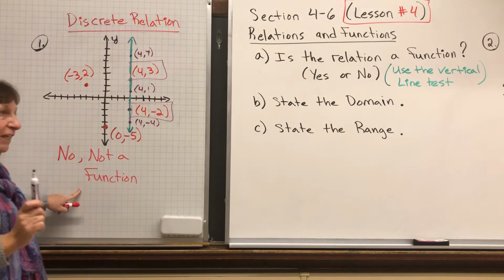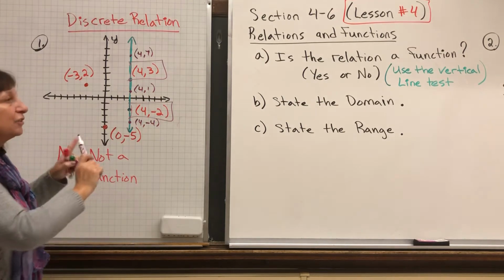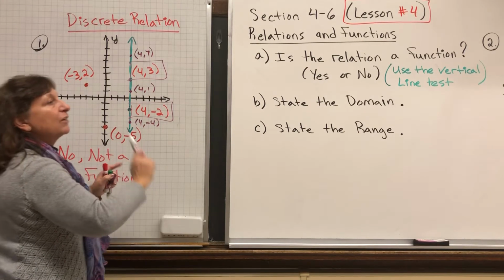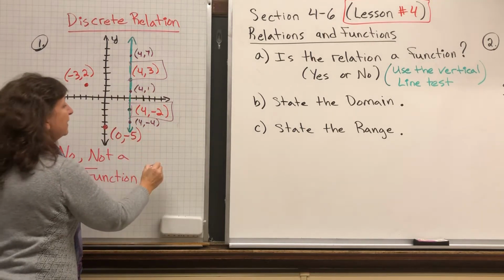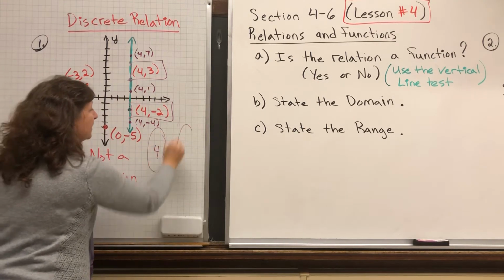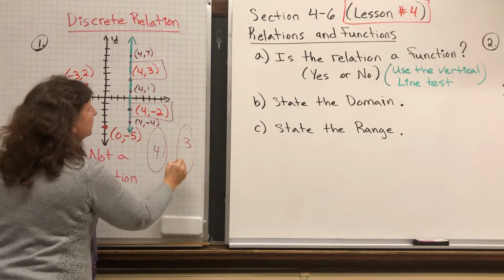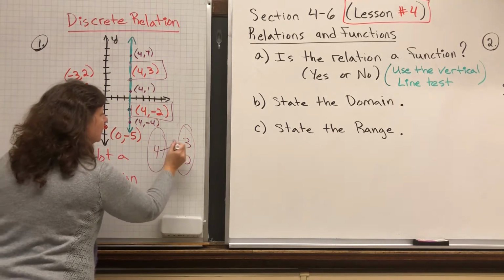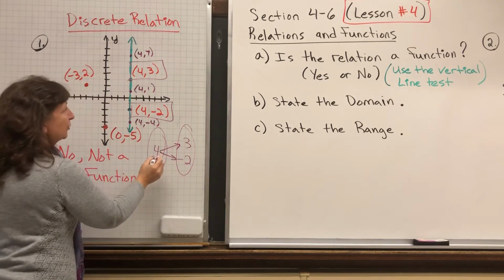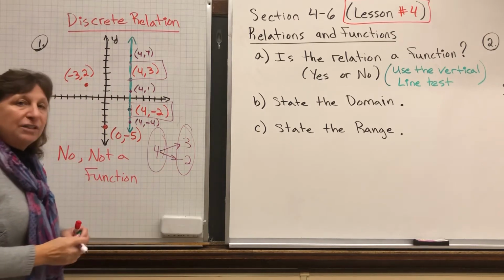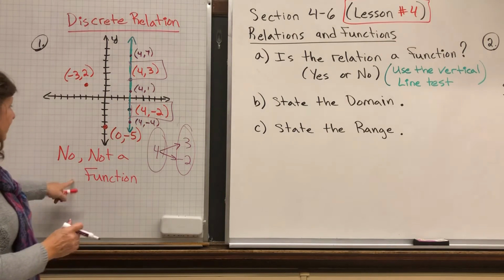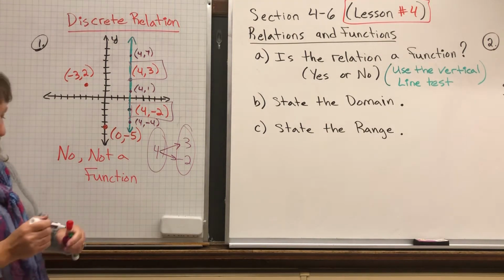Because don't forget, a function has to have each member of the input paired with one and only one output. So if I do my little mapping here, if 4 is paired with 3 and with negative 2, there's the issue. That input value is paired with two different output values, and that helps you determine it's not a function.